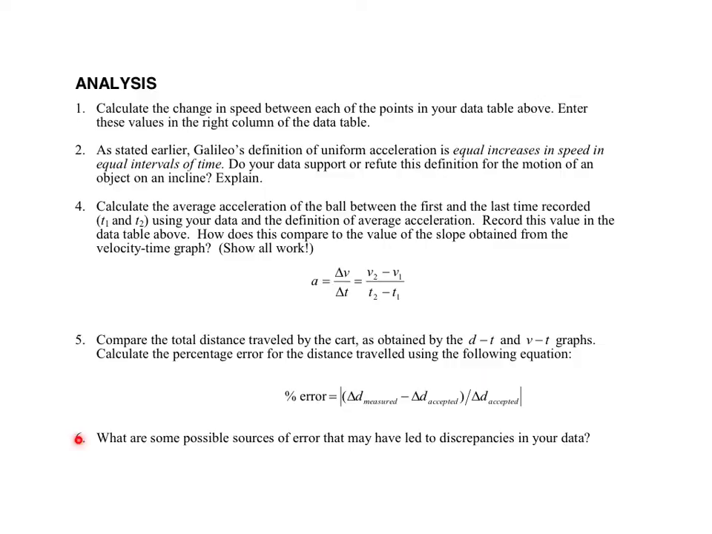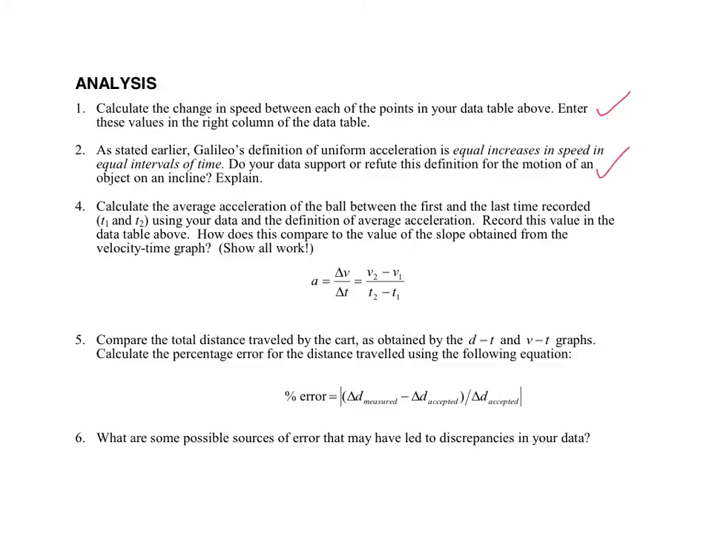Take a look at the data that you obtained, and you're going to need that to help you answer question number 2. So using all those values of changes in speed, how do they support or refute Galileo's definition of uniform acceleration based on what you read in those first 3 paragraphs? Okay. So question number 1 shouldn't be a problem. Number 2, you do have to think a little bit about that.